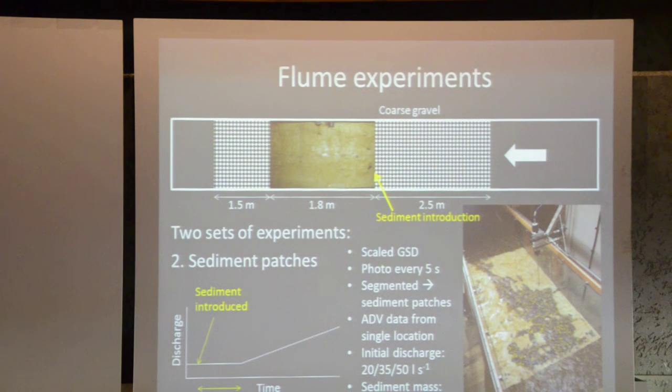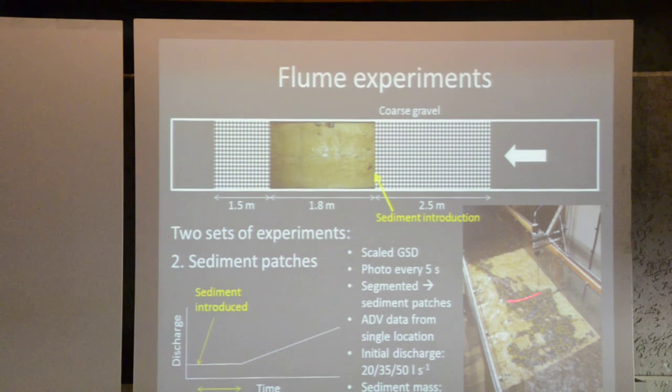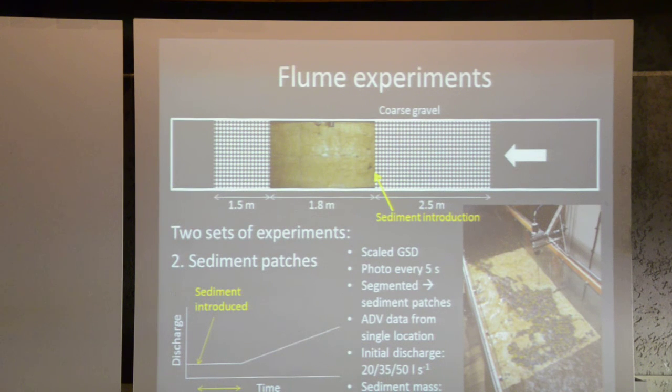And then we used an image analysis routine in order to segment the sediment patches out of that bed. So we've got a very high resolution data set of how that sediment cover has changed during that hour. During the experiment runs, we also collected ADV data from just a single location in the flume, which is up there. And then the combinations that we used of both sediments and starting discharge and sediment mass: we had three initial discharges of 20, 35 and 50 litres per second, and then sediment masses of between 2 and 16 kilograms.